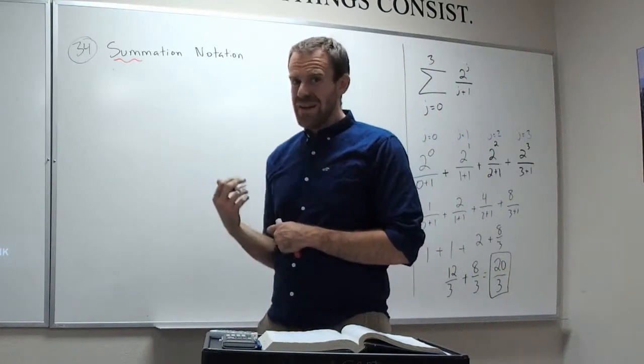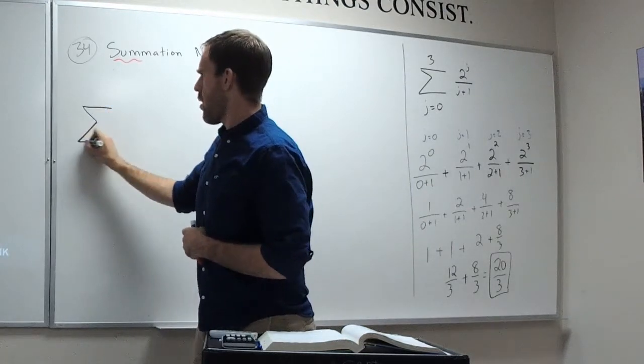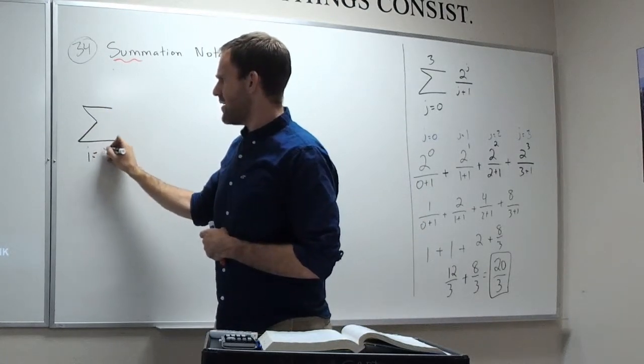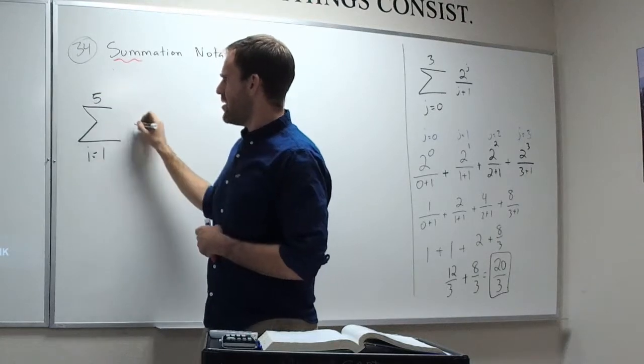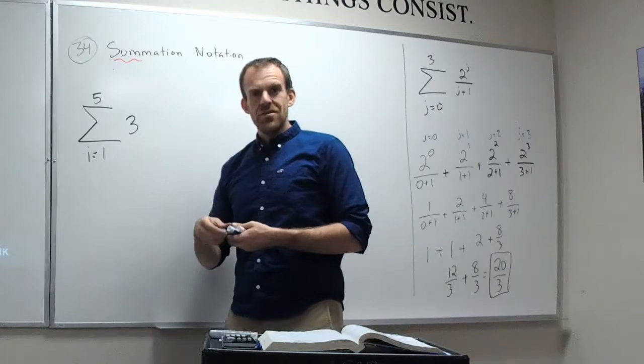This one is quite easy, but it could fool you. What's the sum from i equals 1 to 5 of the number 3? How do we do these problems?